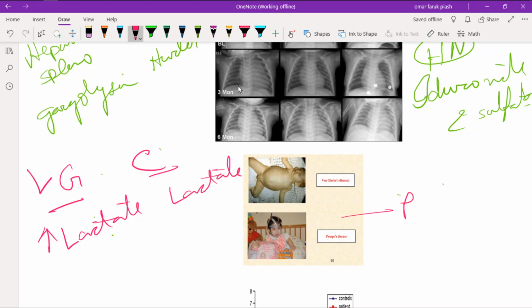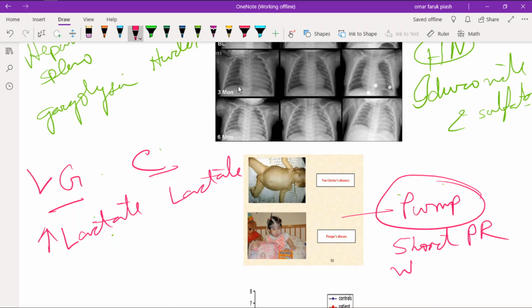Pompe is related to pump, that means heart. Pompe is related to heart defect. In Pompe disease, there is cardiomegaly, hypertrophic cardiomyopathy, exercise intolerance, and systemic findings lead to early death. The deficient enzyme is lysosomal acid alpha 1,4 glucosidase, and as it is a pump defect, you will get short PR interval and wide QRS.